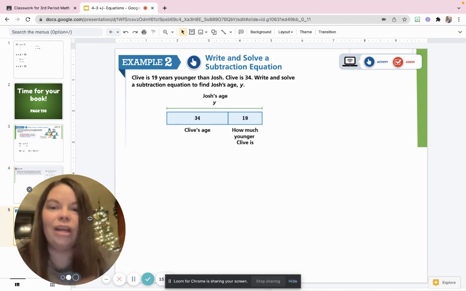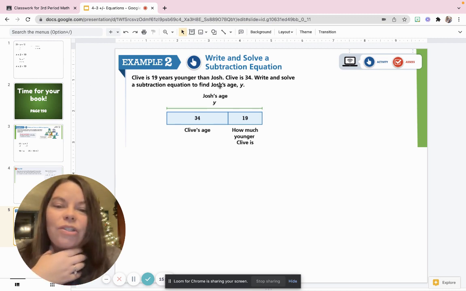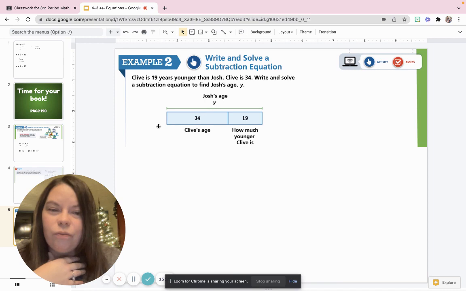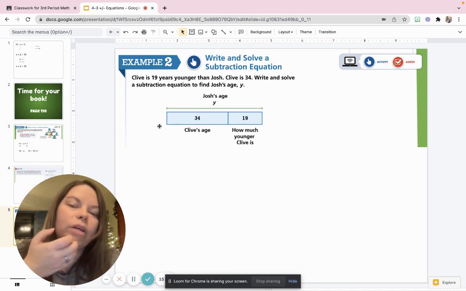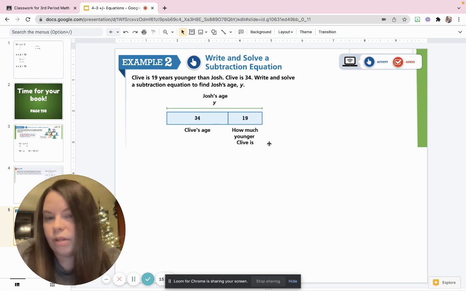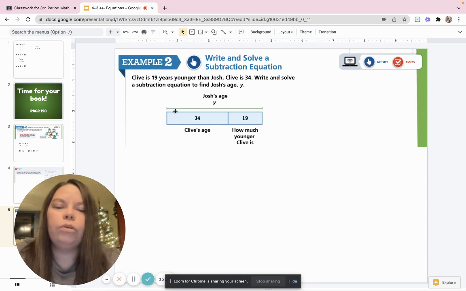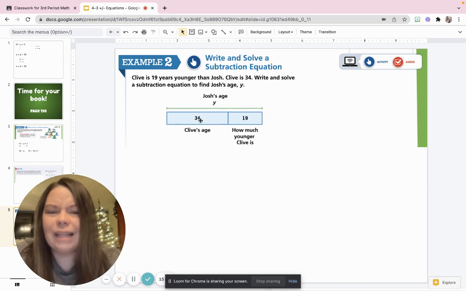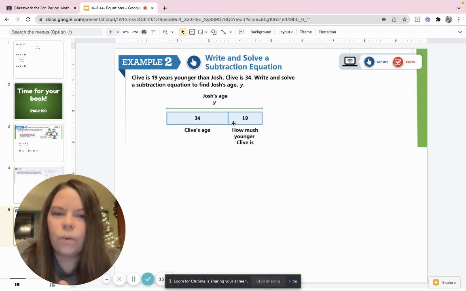That's it. Okay, so we have Clive is 19 years younger than Josh. Clive is 34. Write and solve a subtraction equation to find Josh's age. They drew you a little picture, which some people like, some people don't, showing you Josh's age is going to be Y. It's this whole big long thing here. We know that Clive is 34, and that he's 19 years younger than Josh. So we need to figure out what Josh's age is.